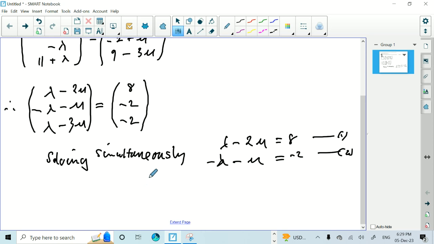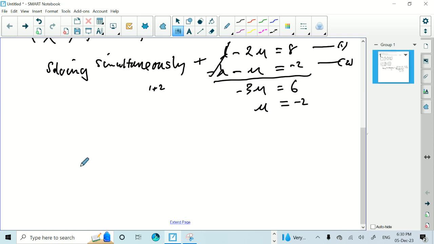If I add 1 and 2, I'm going to eliminate lambda. Therefore, I've got minus 2 mu plus minus mu, that gives me minus 3 mu. And 8 plus minus 2, because I'm adding, that gives me 6. So therefore, mu is equal to minus 2.